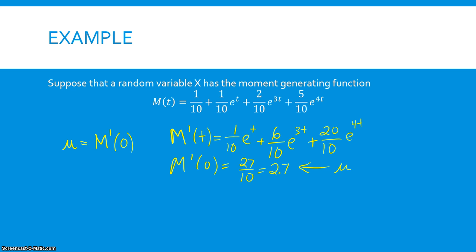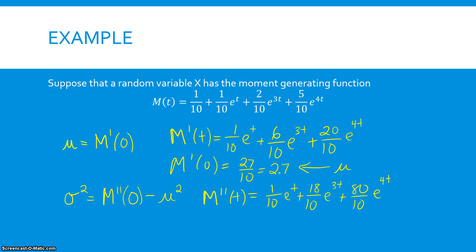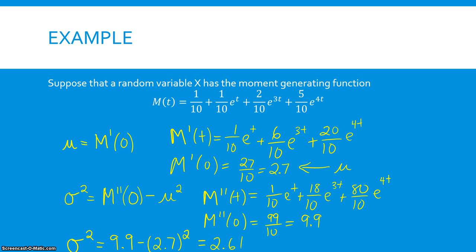Now let's find the variance. For the variance, we're going to take the second moment minus that first moment we just found squared. So that's the second derivative of the moment generating function, evaluated at 0, minus mu squared. So we'll take the second derivative of the moment generating function, evaluated at 0, which gives us a second moment of 9.9. And then we can find the variance by taking 9.9 minus 2.7 squared. We can find that the variance is 2.61.